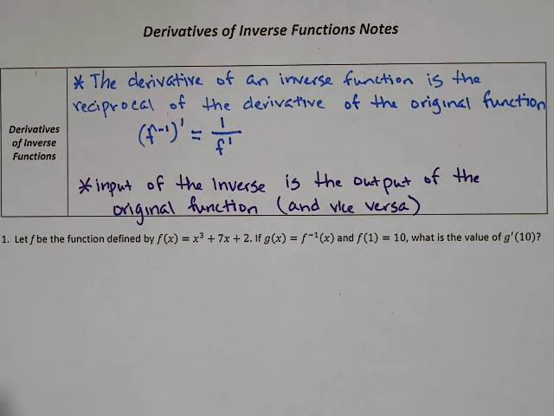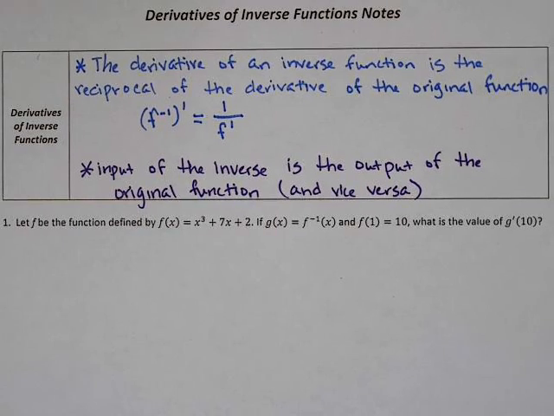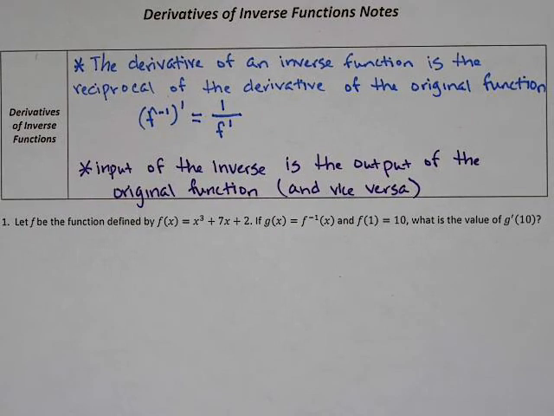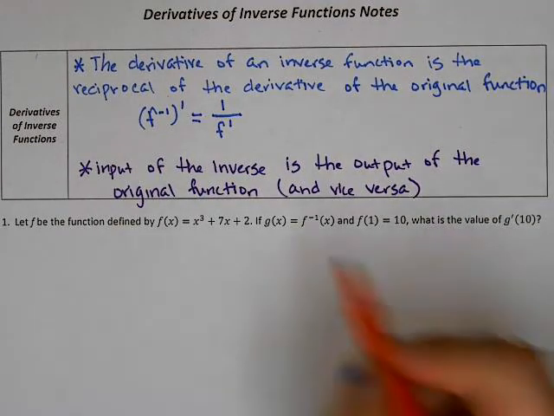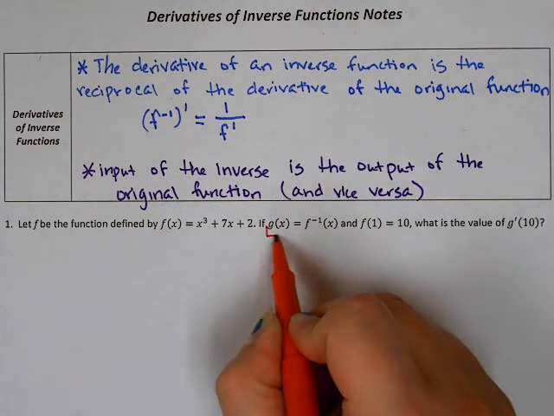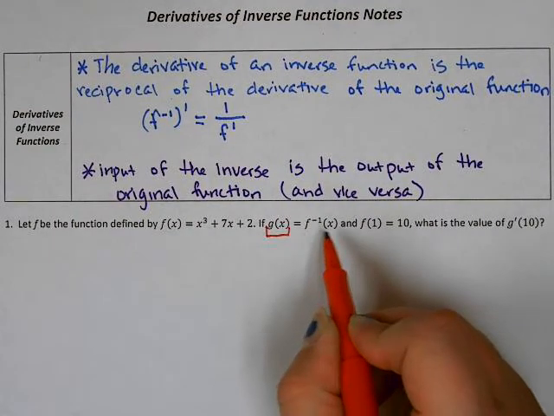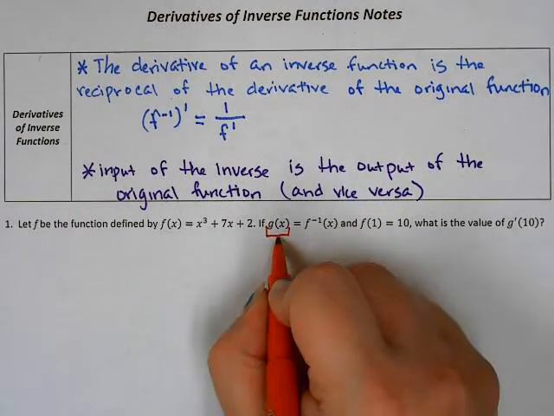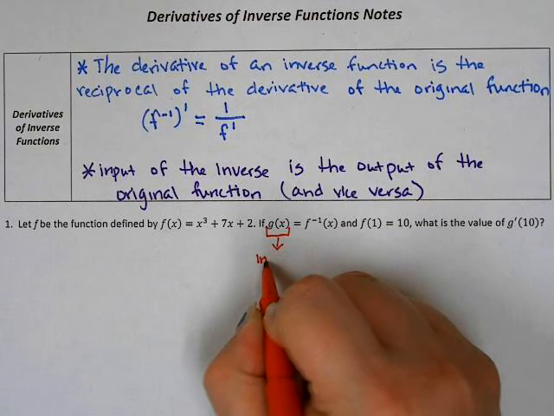So let's look at what an example of this is going to look like. F is the function defined by f of x equals x cubed plus 7x plus 2. G of x is f inverse of x, and f of 1 equals 10. What is the value of g prime of 10? So there's a couple things we need to look at here. First of all, let's look at the fact that g of x is equal to f inverse of x, which means g of x is our inverse function.